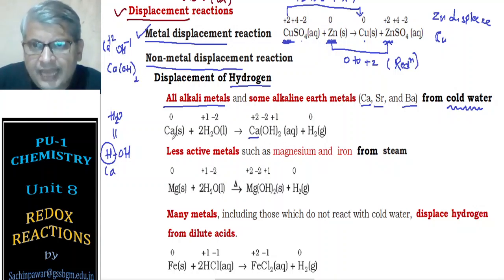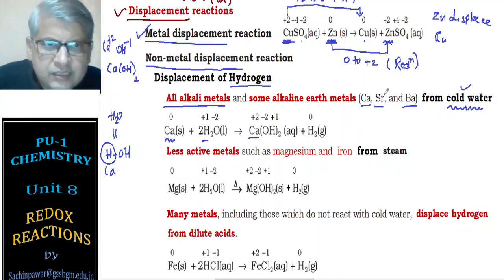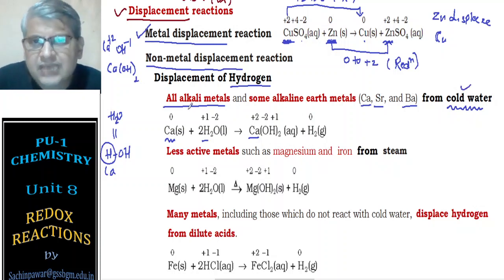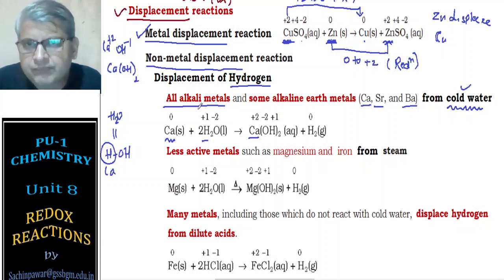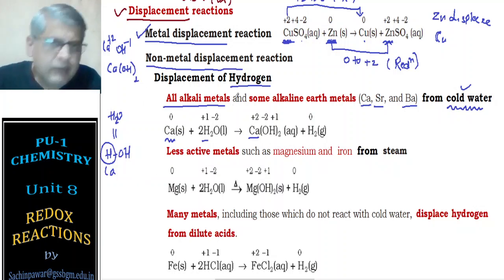Okay, so here calcium is displacing hydrogen from cold water, like this. Strontium also does, barium also does, alkali metals like sodium, potassium, all these metals also do it. Alkali metals, sodium, potassium, the ones which are there in the first column of the periodic table.